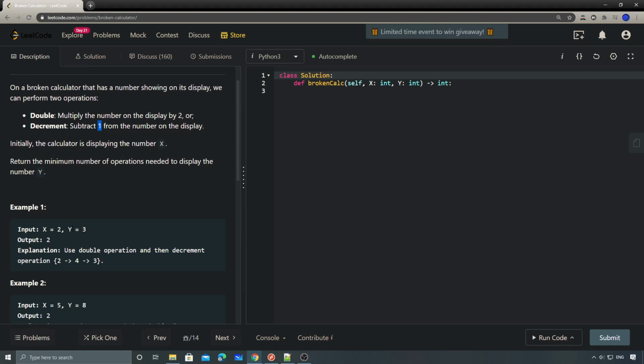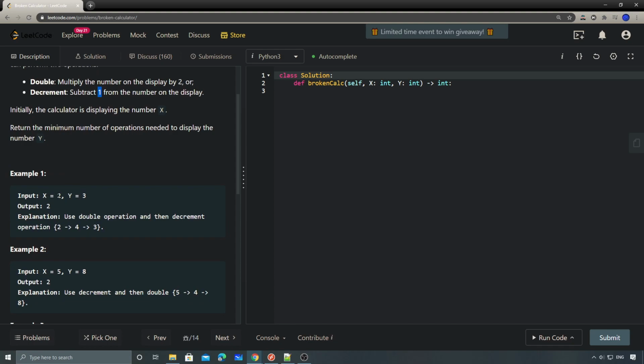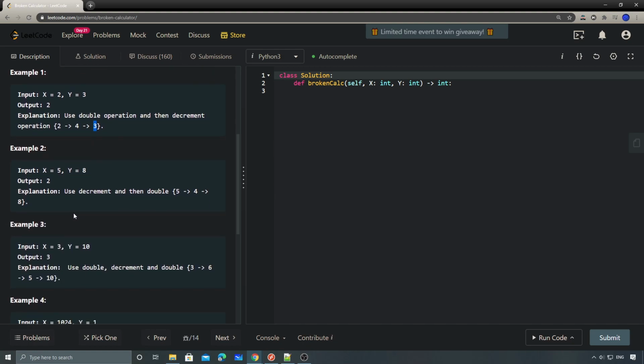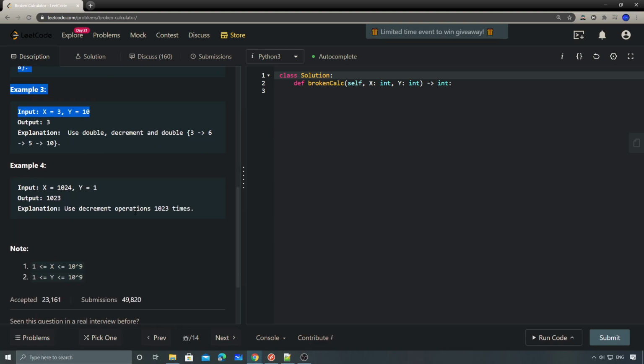Okay, so example 1 here. We have 2 and 3, and the answer is 2, because we double x from 2 to 4, and then we decrease by 1. And here are a bunch of other examples. Note the number range is 10 to the power of 9.